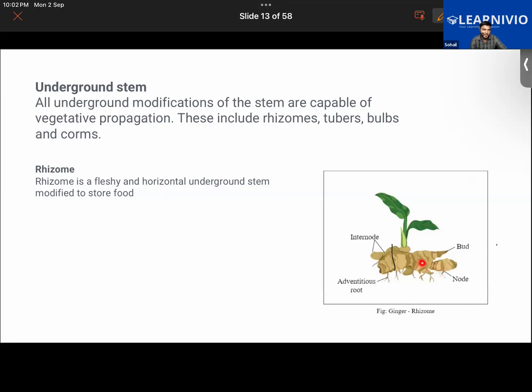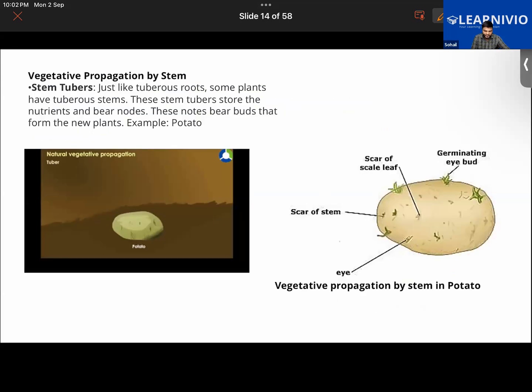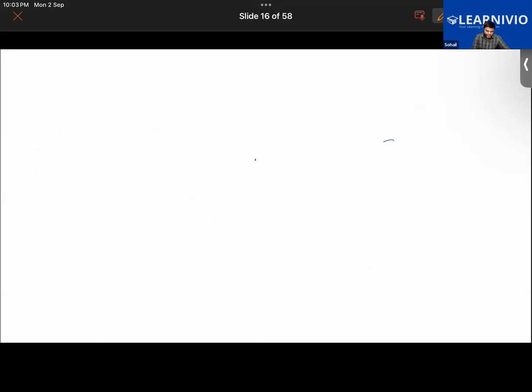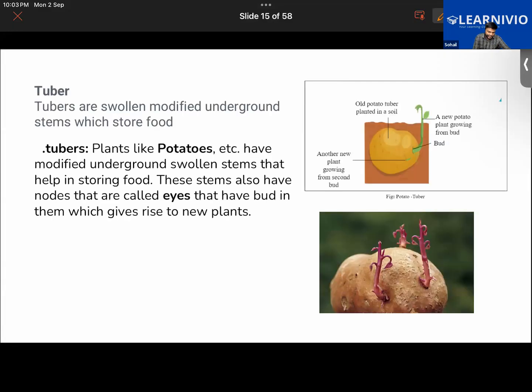It's storing food also. If you look at the stem of a guava tree, that stem is not edible because it does not contain any food. But this ginger is also a stem, a modified stem, and it's edible. We have the example of the potato as well, as you can see over here. We'll be learning about this one.